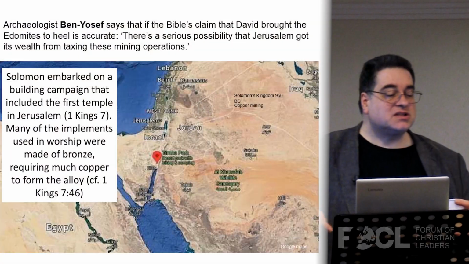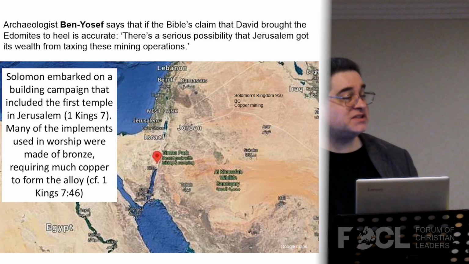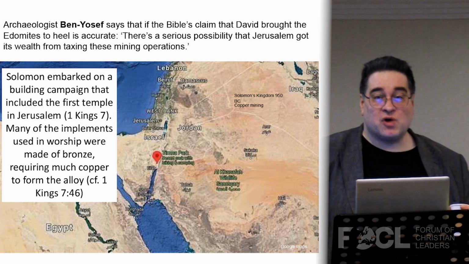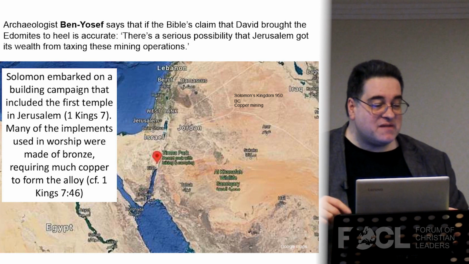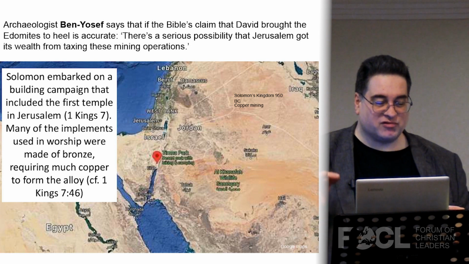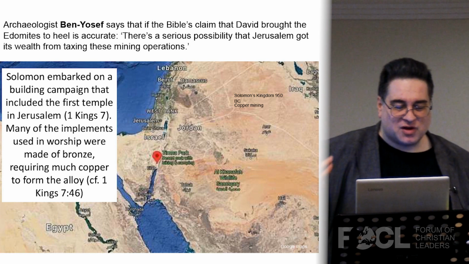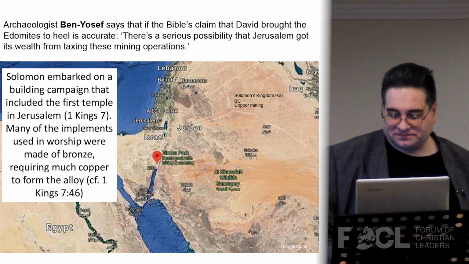Ben-Yosef says that if the Bible's claim that David brought the Edomites to heel is accurate, there's a serious possibility that Jerusalem got its wealth from taxing these mining operations. Solomon is reported to have embarked on a building campaign that, of course, included the first temple in Jerusalem. Have a look at 1 Kings chapter 7. Interestingly, many of the implements used in worship in the first temple were made of bronze. Bronze requires copper to form the alloy. Have a look at 1 Kings 7:46, for example.